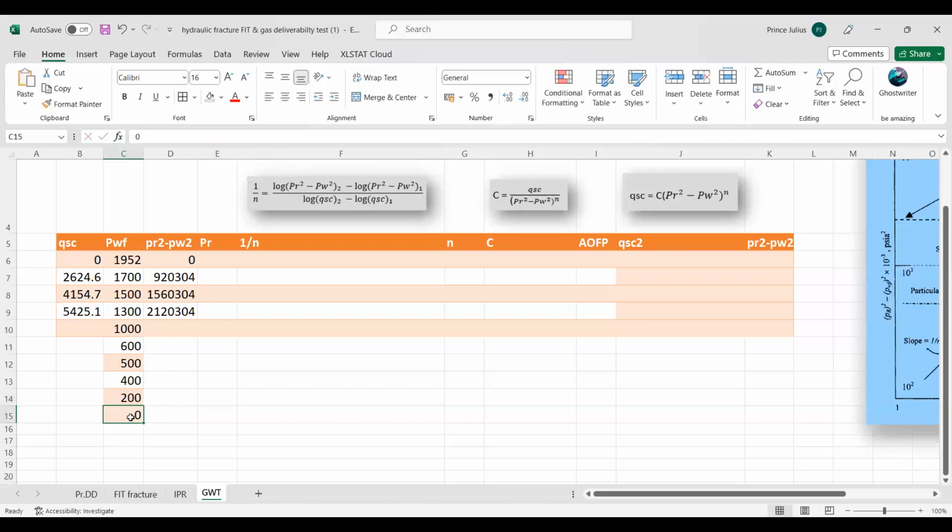So I need to know the value of flow rate corresponding to this value. That is my AOFP. So right now, what do I have to do to get that value?